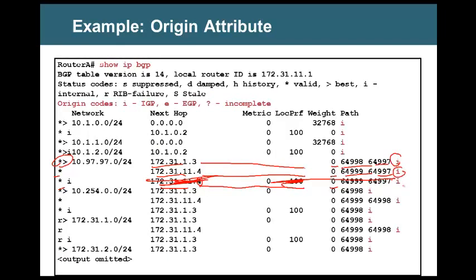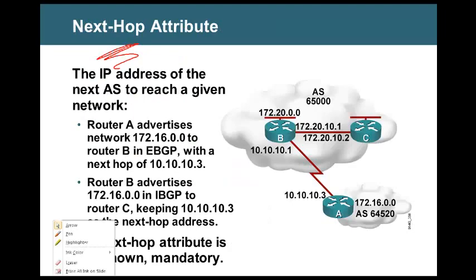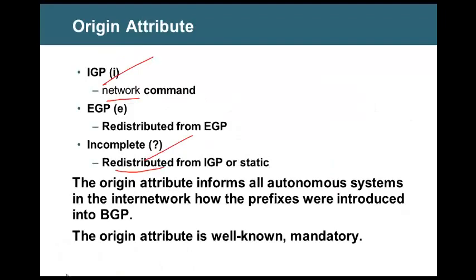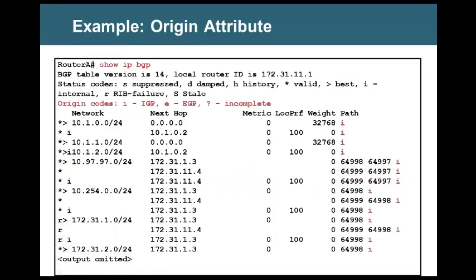Both are having I and I. There is again a tie, and there is no MED. If the origin code is a tie, then it will check MED. MED is also nothing. Blank. There is no MED set. Because there is a tie in MED, it will prefer eBGP over iBGP, and both appear to be eBGP, no iBGP.